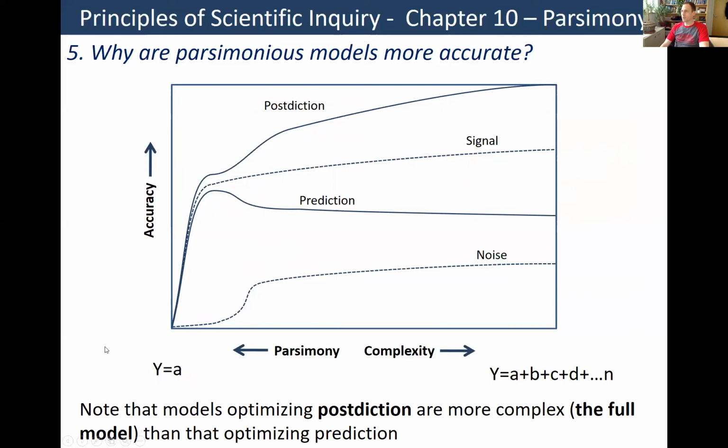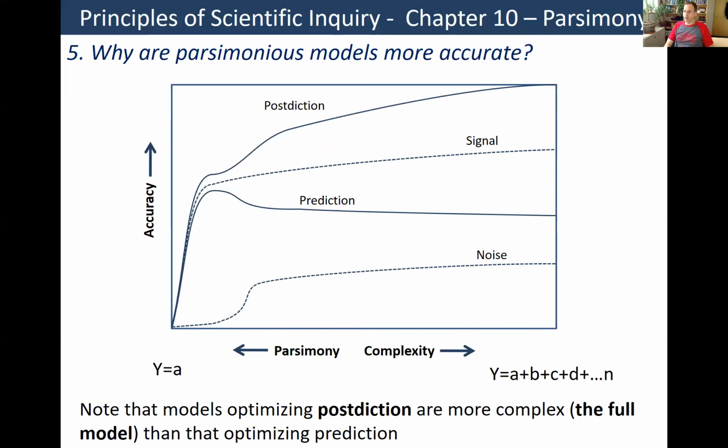All right. So back to this model, and we should note that models optimizing postdiction are necessarily more complex. I'll reiterate that. So the full model is designated by y equals a plus b all the way to n. And remember, the number of parameters in the full model represents the same number of data points. So if you've got a data set of 25 individuals, the full model will have 25 parameters. So a through Z, and then AA, right? If you go all the way, A to C plus 1 for 25 parameters, okay?